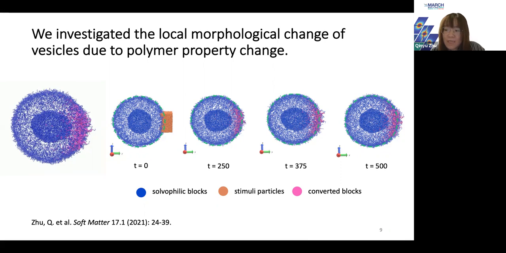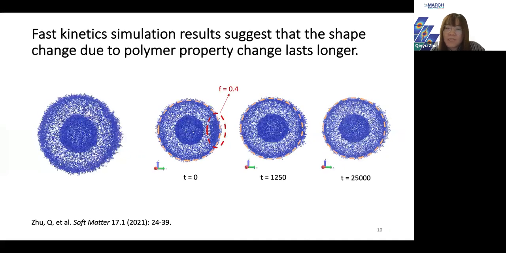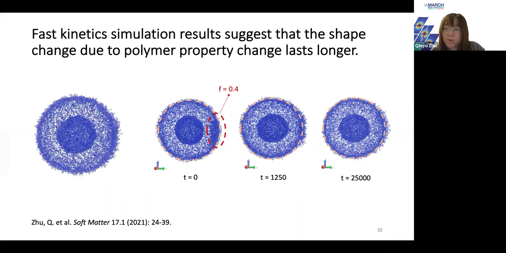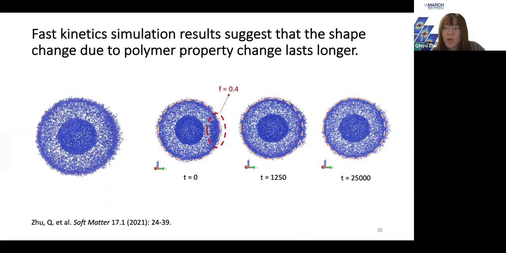But this is due to the fact that the converted particles tend to diffuse outwards and stretch into the surrounding solvents. In this case, we also performed a fast kinetics simulation where we instantaneously changed the block fraction of about 4% of the total chains in the vesicles and ran a longer simulation to observe the full range of dynamics.